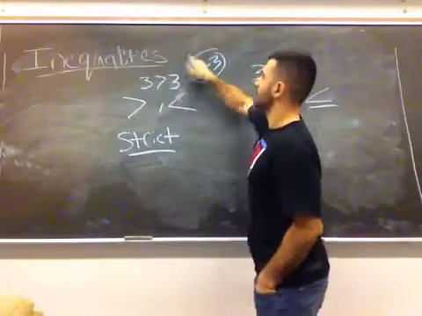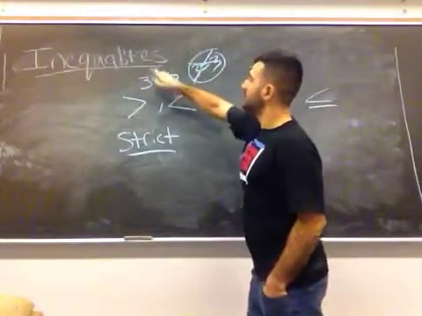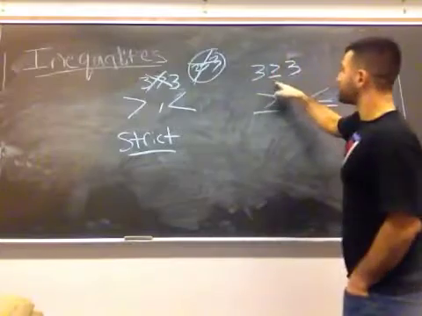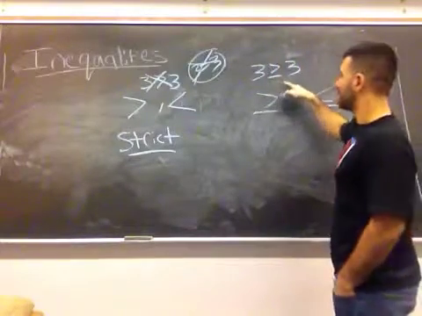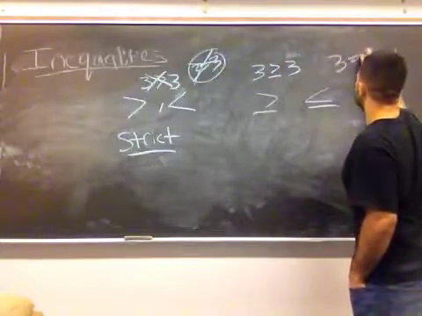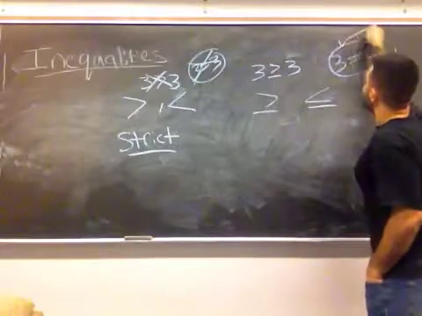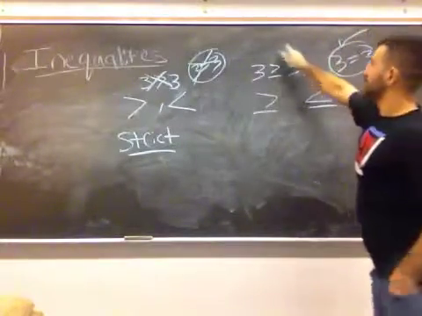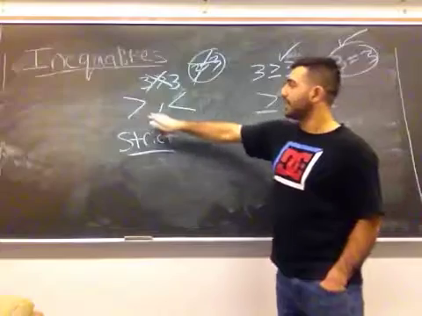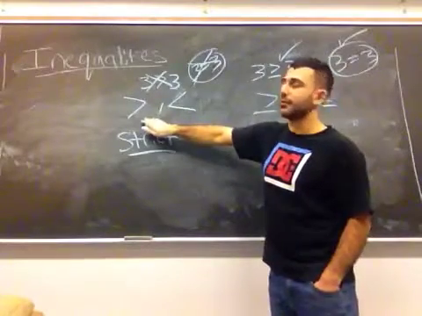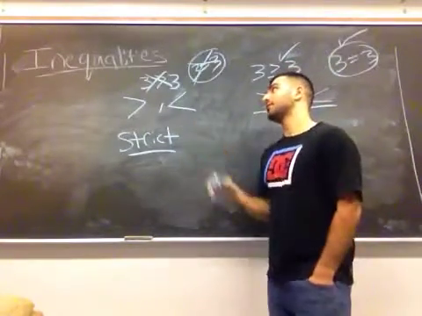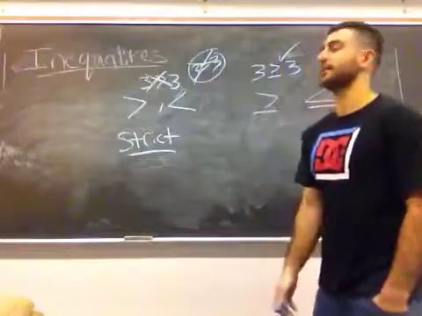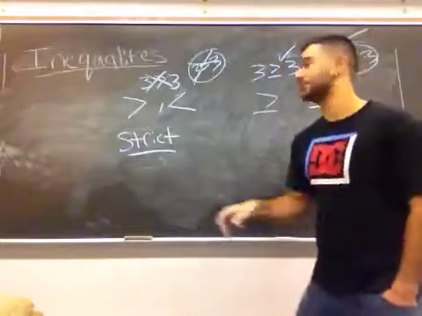So this is not included in this. Since it's not included, this is false. But in the inequality here, this is included, so this is true. So whenever we have the inequality symbol without the line underneath, we say they're strict inequalities. That's some terminology you might hear.